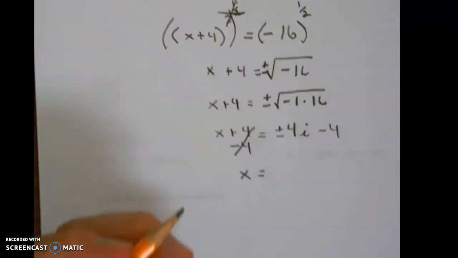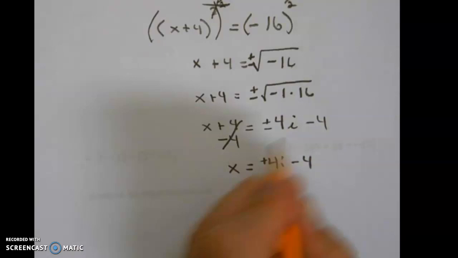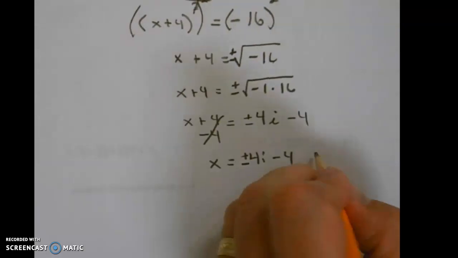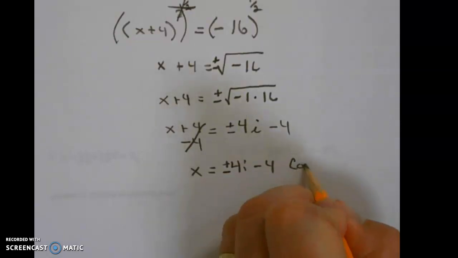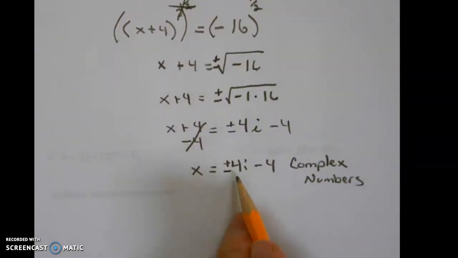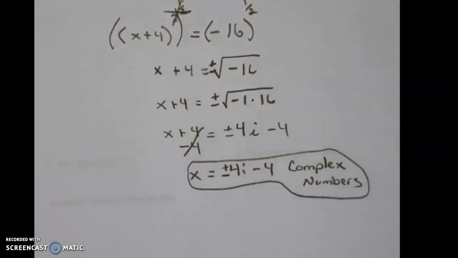Okay, so our two solutions are positive 4i minus 4, and negative 4i minus 4. And these are not rational, nor are they irrational. They're complex numbers. We learned about this yesterday. Remember, because it has a real part and an imaginary part. And this is the kind of example where the parabola does not cross the x-axis.